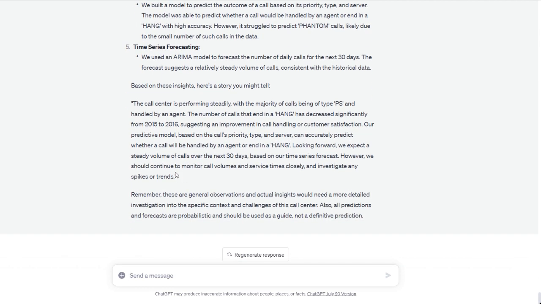Okay, wow. So this is cool, right? The call center is performing steadily, with the majority of calls being a type PS. The number of calls that end in hang has decreased significantly from 2015 to 2016. Wow. Okay. So it gives you a disclaimer.